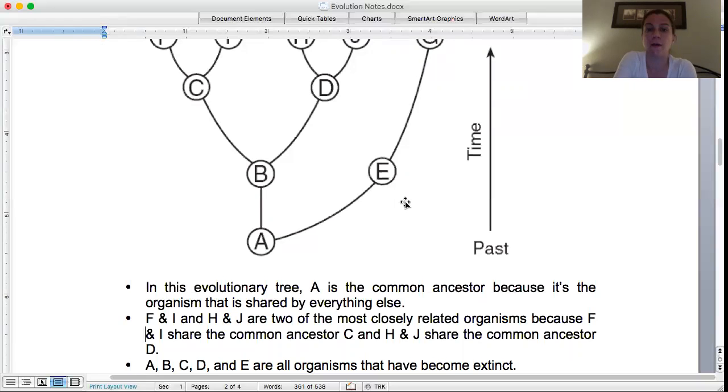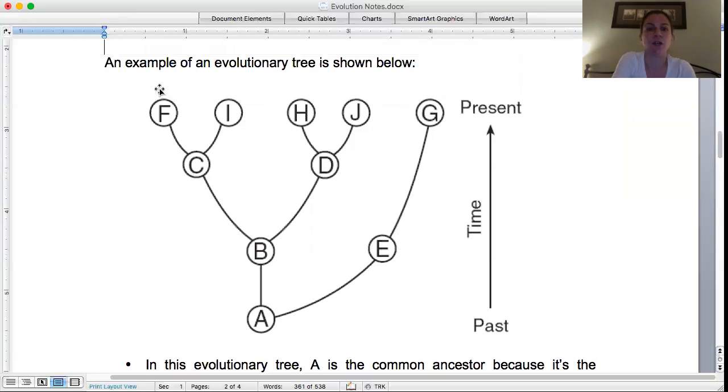Okay, last thing I forgot to mention: whatever is up at the top here, see how it says present? That means they're alive today. So F, I, H, J, and G are all currently alive today. Now C, D, B, A, and E are extinct. What does it mean when something became extinct? For some reason, the traits that they had for that particular environment were not good enough, so they died out. Okay?